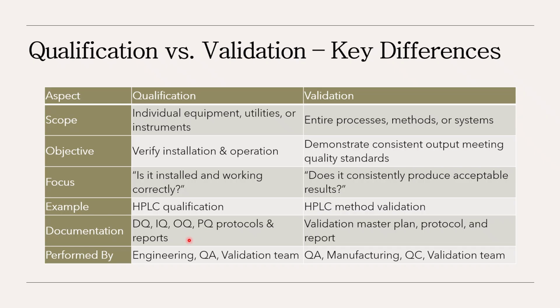When you are talking about documentation, qualification involves DQ, IQ, OQ, PQ protocols and reports, whereas validation includes the validation master plan, validation protocol, and final reports, right? Qualification is generally carried out by the engineering, QA and validation team, while validation involves QA, manufacturing, QC, and validation personnel. So these are the basic differences between qualification and validation.